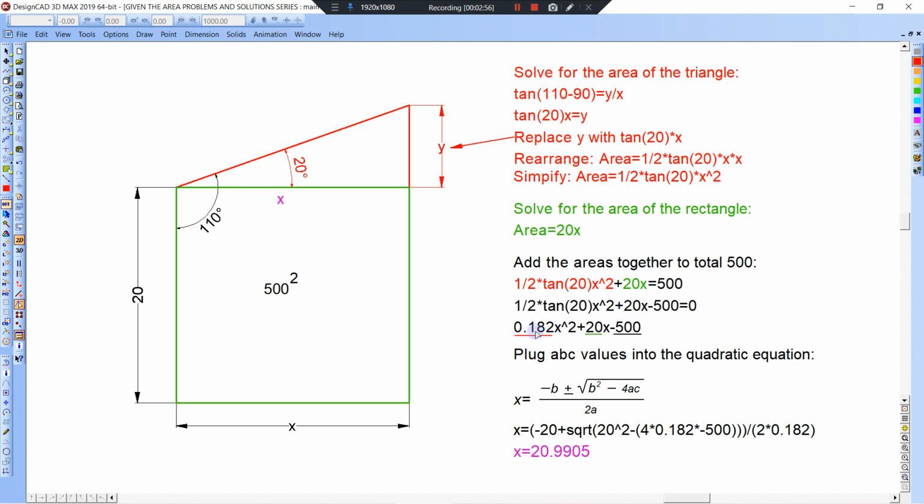So let's do the 1/2 of tangent of 20. We end up with 0.182, and it's positive. And that's the x squared. And the 20x doesn't change at all. Then the equals 500 changes to minus 500 because it's on this side. We're going to end up with a trinomial that equals 0. So we move the 500 to this side, it becomes a negative 500. And that's our A, that's our B, and that's our C.